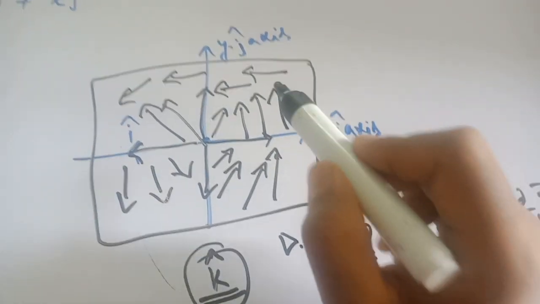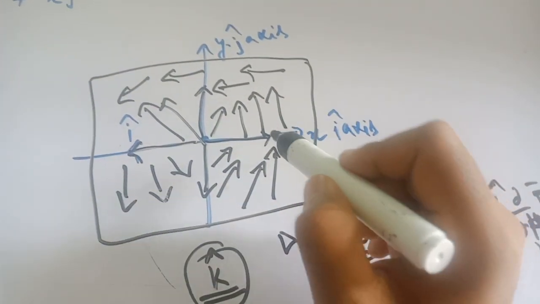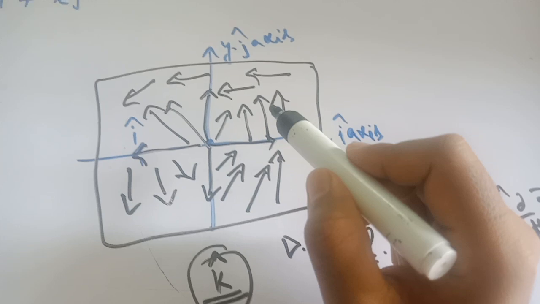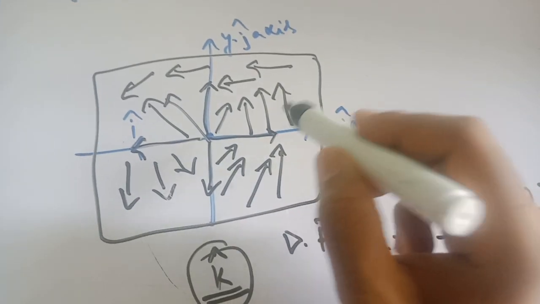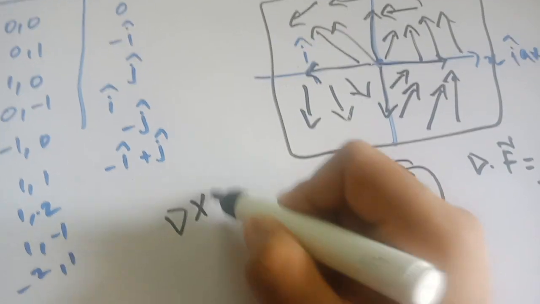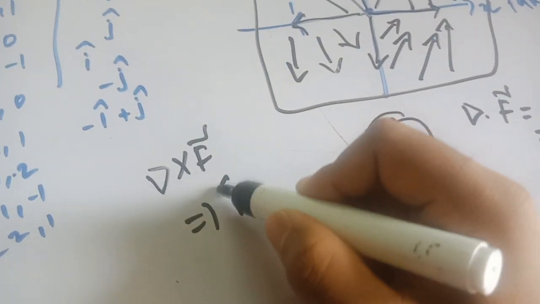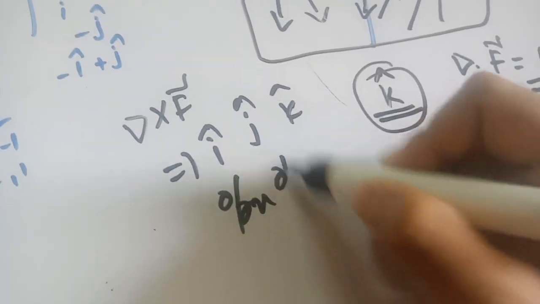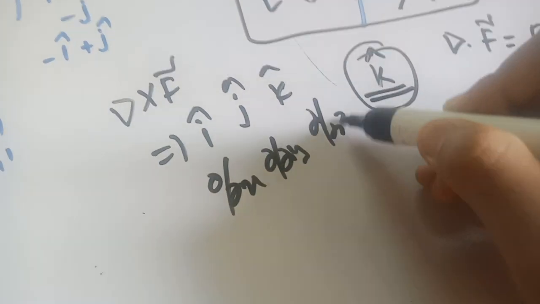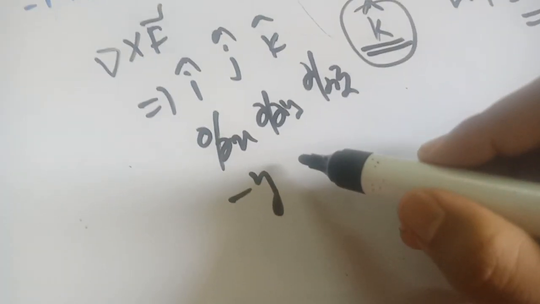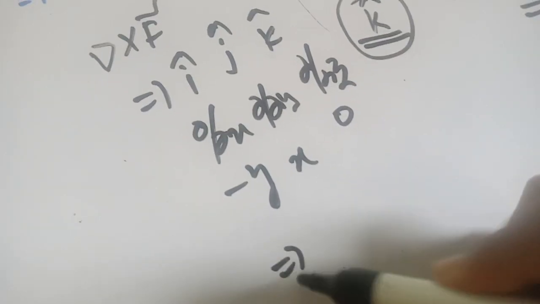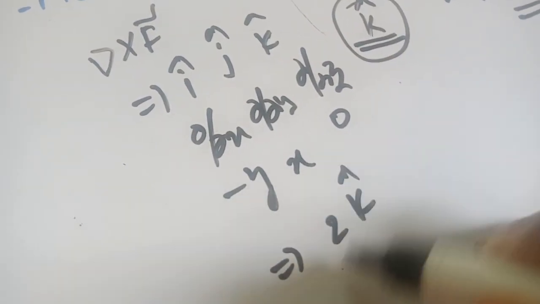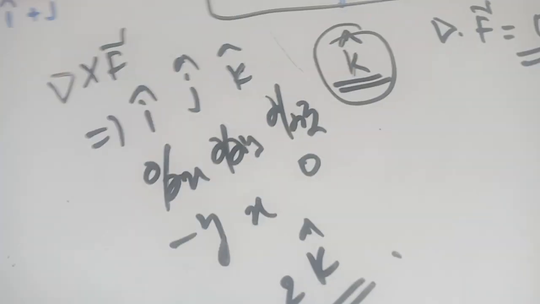But the curl won't be 0. You could check. Curl won't be 0, and the axis of that curl is along the z axis. You could calculate the curl also. Curl of f is the determinant of i cap, j cap, k cap; dou by dou x, dou by dou y, dou by dou z; minus y, x, 0. If you calculate, the resultant would be 2 k cap. So the curl is along k cap.